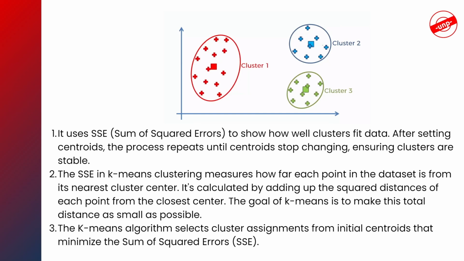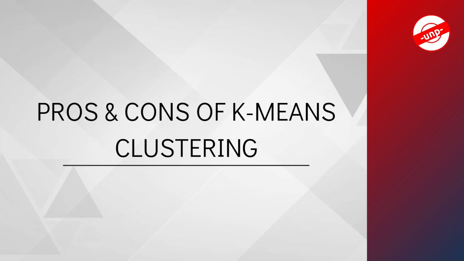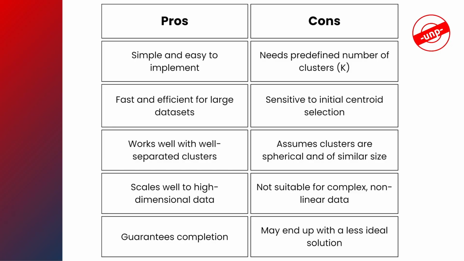This approach helps K-means clustering organize data into clusters that are tightly grouped and distinct from each other based on their similarities. Finally, let's look at the advantages and disadvantages of K-means clustering. Advantages of K-means clustering are: it is easy to understand and straightforward to apply even with large datasets. It computes quickly, making it suitable for datasets with many data points. It works well with separated clusters.